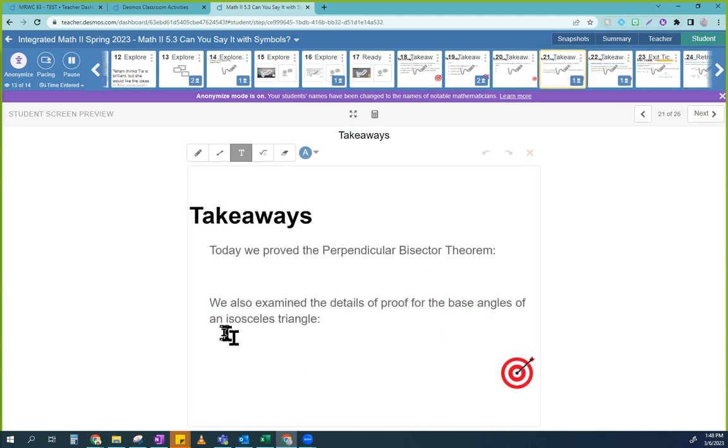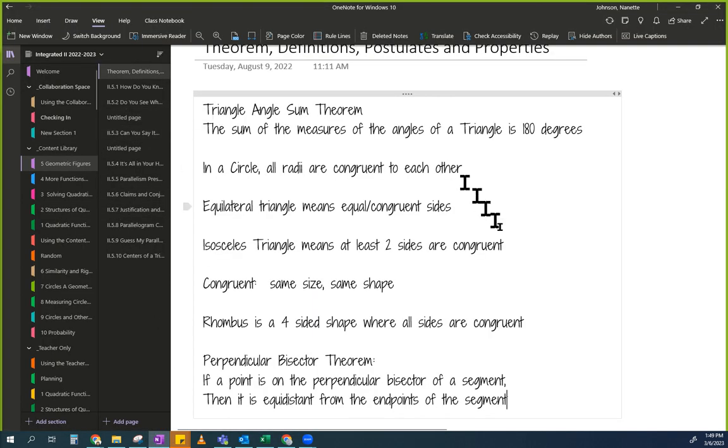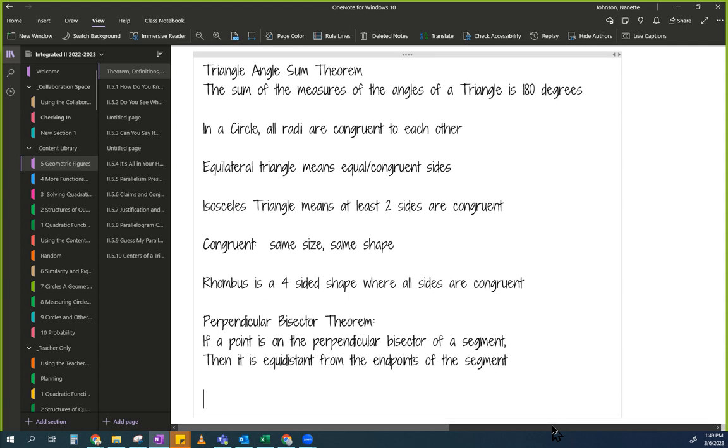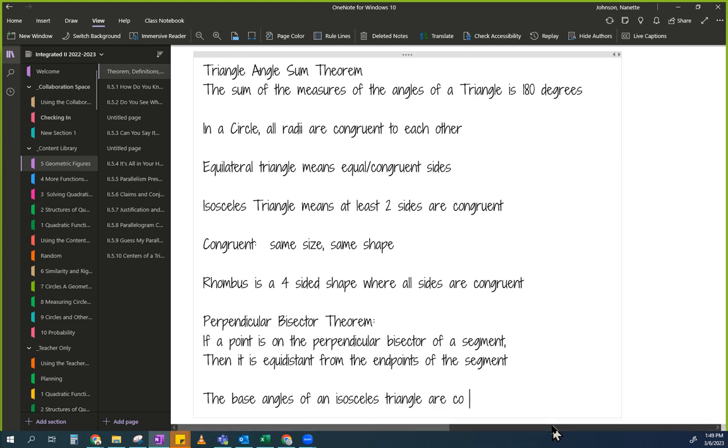We also examined the details of a proof for the base angles of an isosceles triangle. So once you prove that, then you have access to that theorem. There's an isosceles triangle theorem. Did you call that? I don't know. But the base angles of an isosceles triangle are congruent. So now you don't even need to prove that anymore because boom, that's a theorem, right?